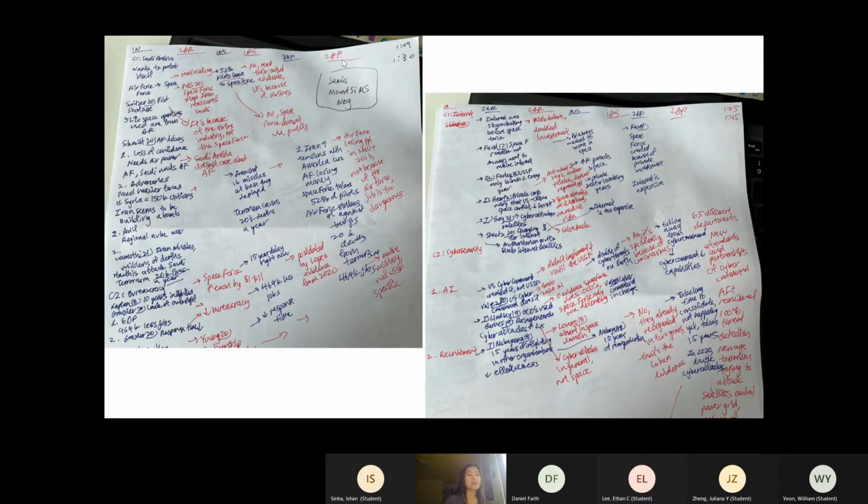So at the top, I like to label which speech it is, right? 1N is just the constructive. 2AR is just the rebuttal, the R. S is summary, and then AS is AF summary, right? And this is neg summary. And then NF is neg final focus. AF is AF final focus. So we have constructive, the rebuttal, the summary, and then the final focus.